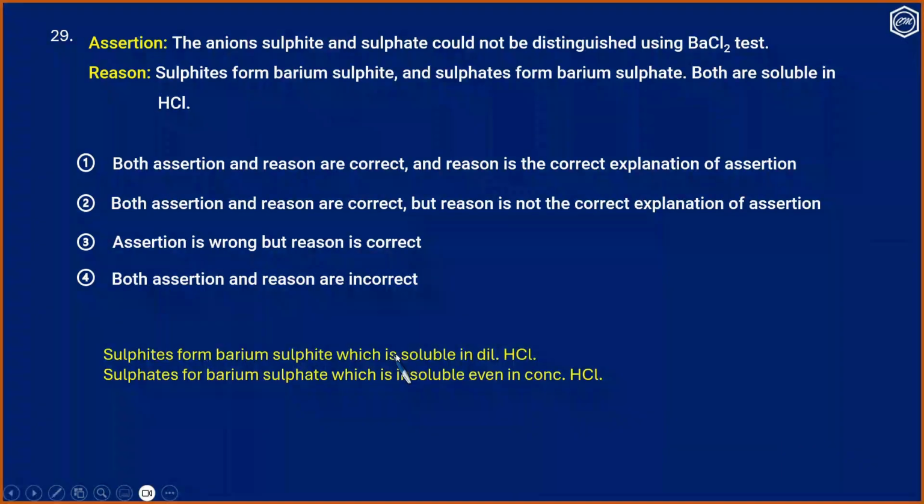Sulfites form barium sulfite, which is soluble in dilute HCl, and sulfates form barium sulfate, which is insoluble even in concentrated HCl. So the assertion, that the anions sulfite and sulfate could not be distinguished using barium chloride, is wrong. We can distinguish because barium sulfite is dissolved in dilute HCl and barium sulfate is insoluble. Similarly, the reason, that barium sulfite and barium sulfate are both soluble in HCl, is wrong. Only barium sulfite is soluble. Hence, assertion as well as reason are wrong. So, option 4 is the correct answer.